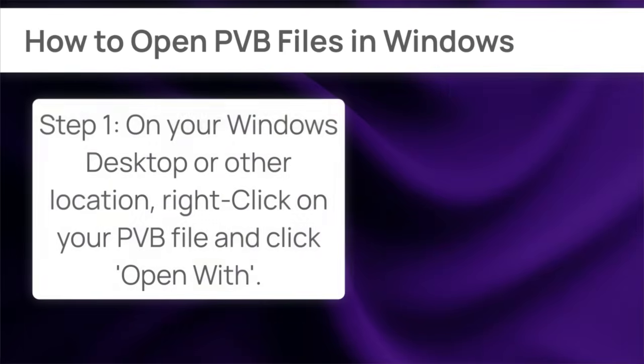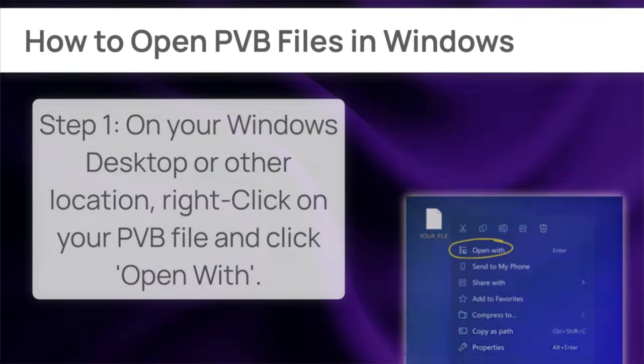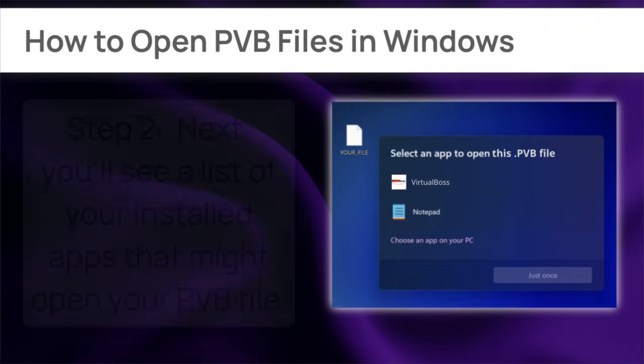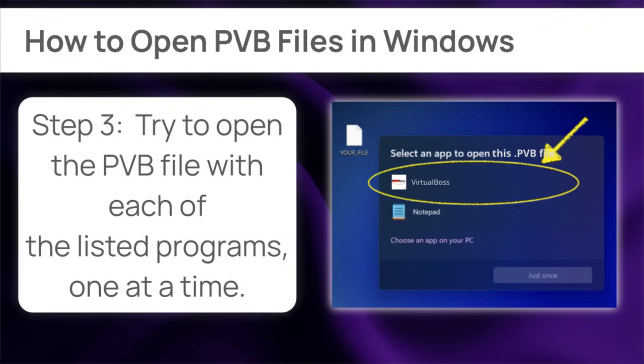Let's find the specific program that reads the file signature. Right-click the PVB file and hit Open With. Test VirtualBoss if available. If not, choose a different app. The issue is often a slight incompatibility.